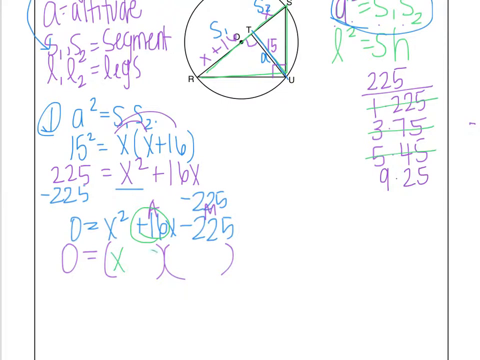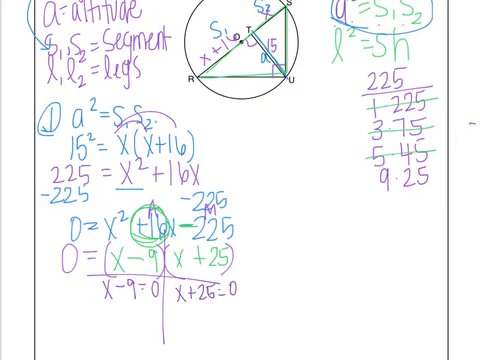So we have X with 9, X with 25. Because we're adding to a positive, the bigger number, the 25, takes the sign. And then the 9 becomes negative because we're multiplying to a negative. So here, the last and final step would be to do a t-chart, where we take each factor and set it equal to 0.